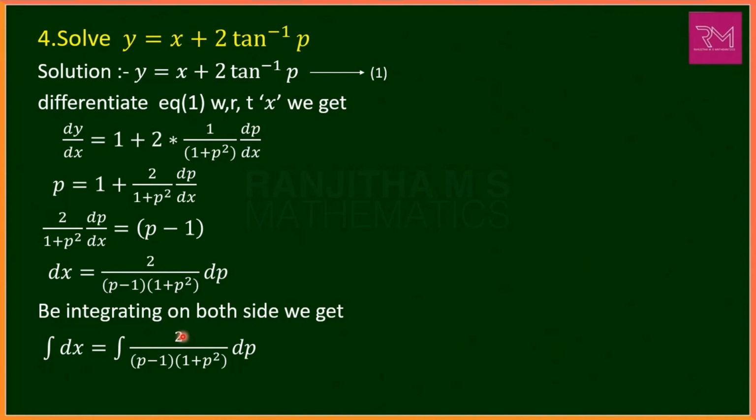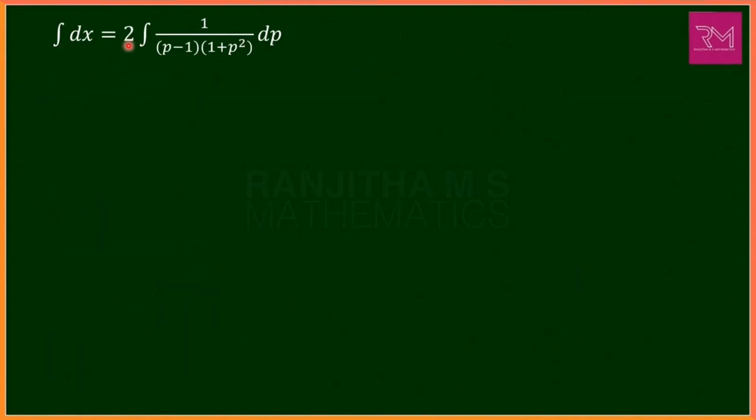We take 2 outside the bracket, that is integration of dx equals 2 into integration of 1 by (p minus 1) into (1 plus p square) dp. Here, to solve this problem, we have to apply various integration methods. That is a very important step in solving for x and solving for y.